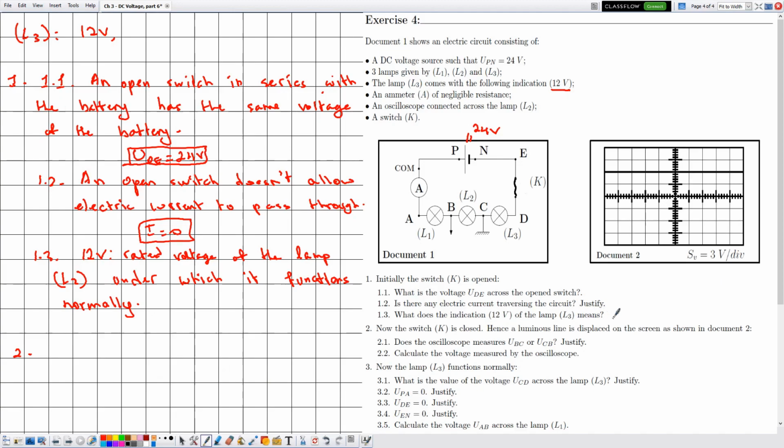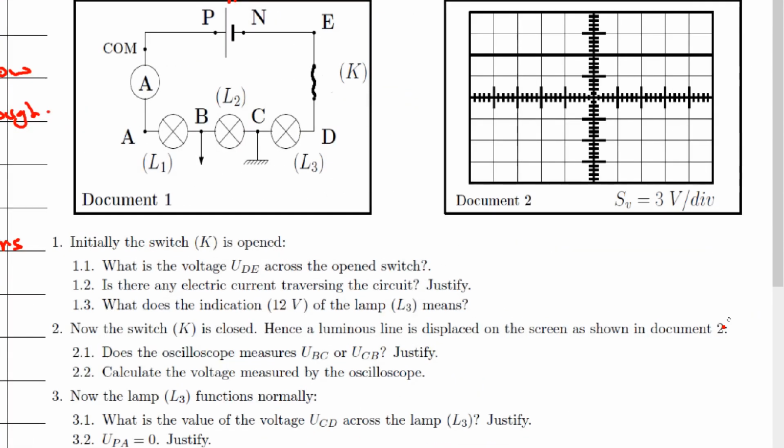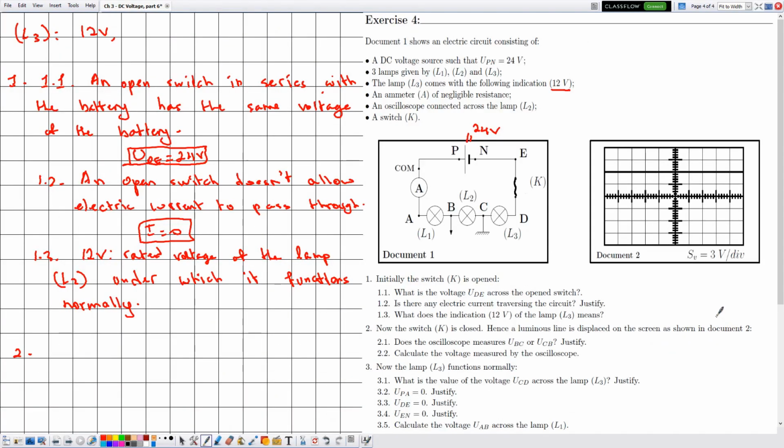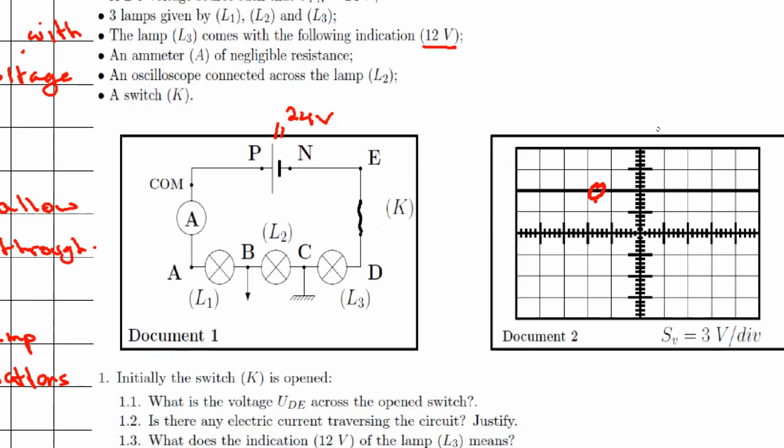Hence, a luminous line is displayed on the screen as shown in document 2. So they mentioned document 2, and now I can use it. So in document 2 we have the screen of the oscilloscope. This is the luminous line that is displaced upward the moment we close the switch key.